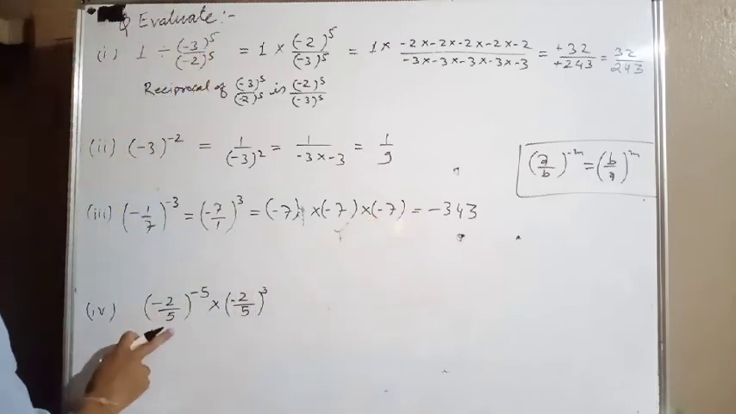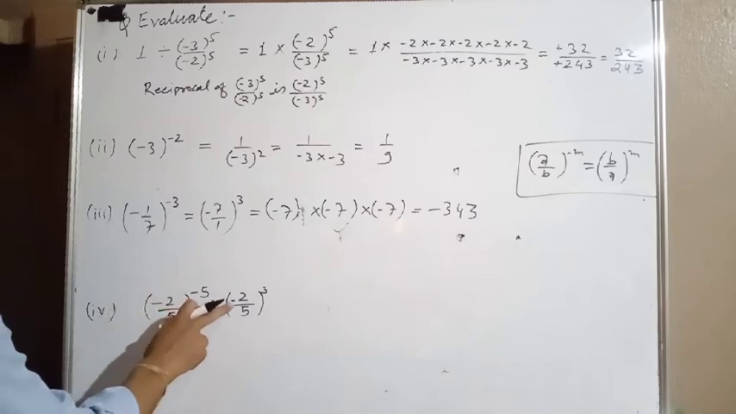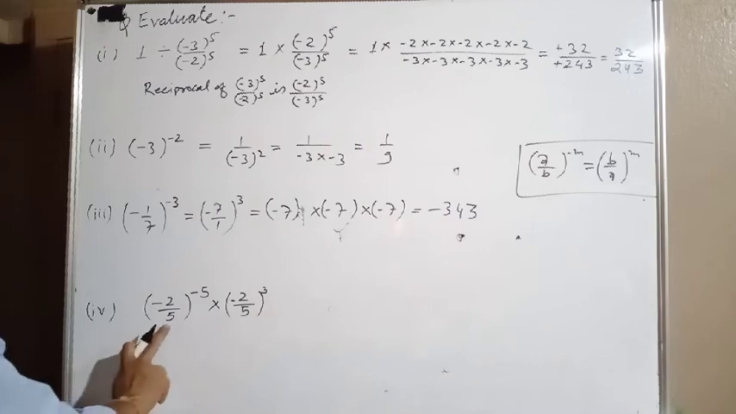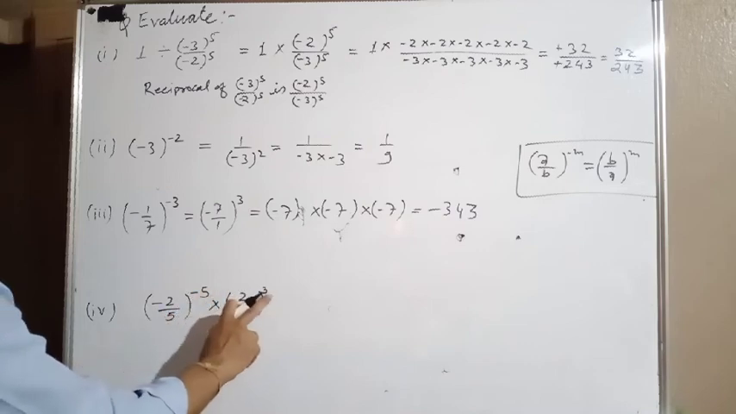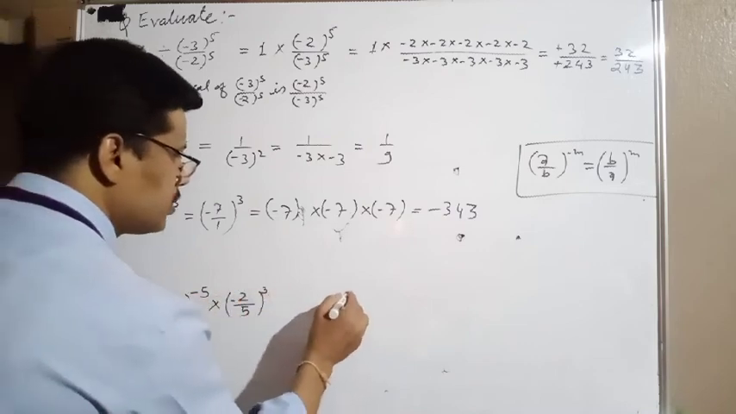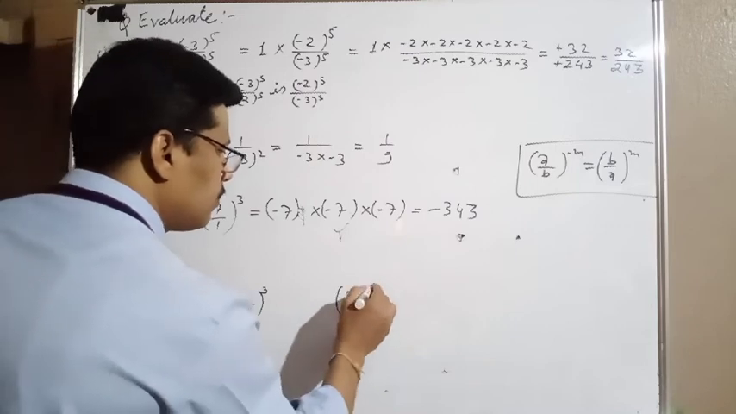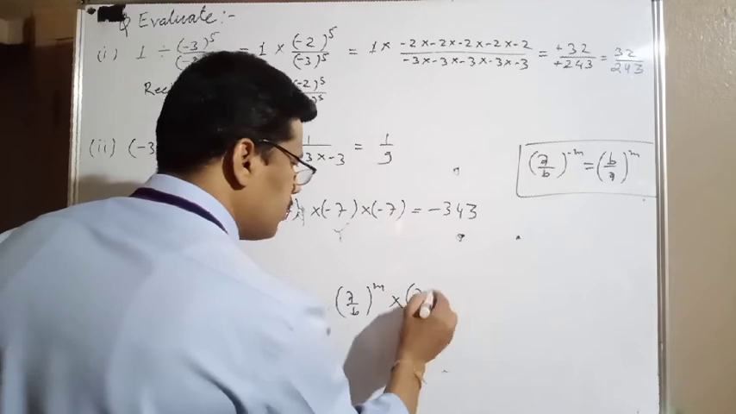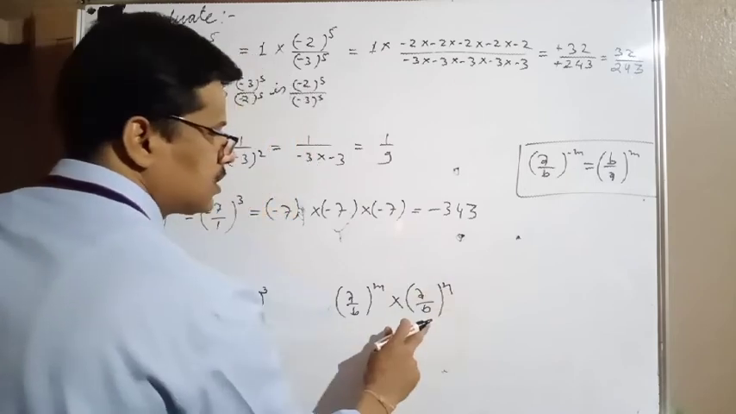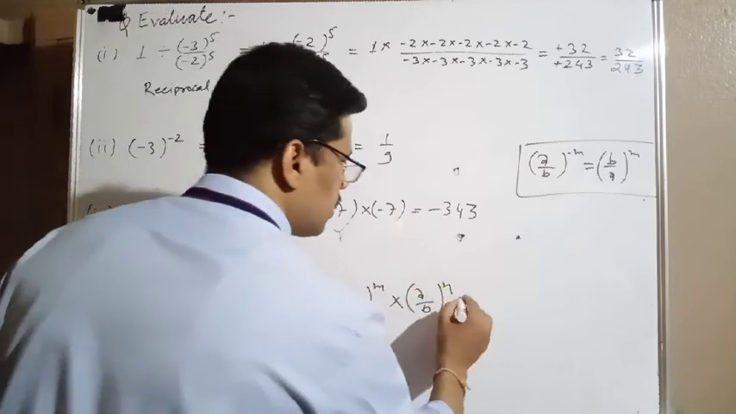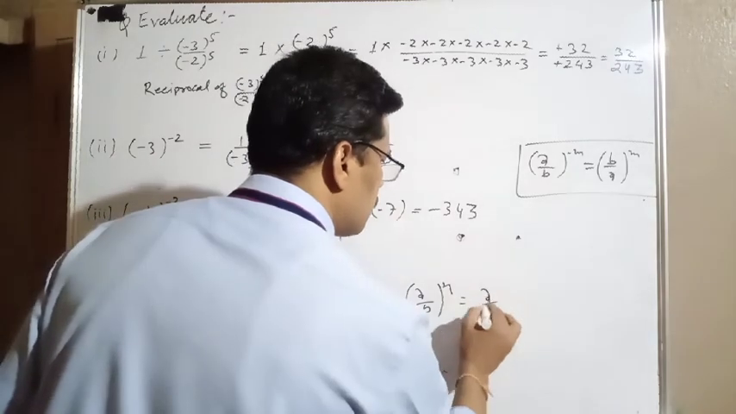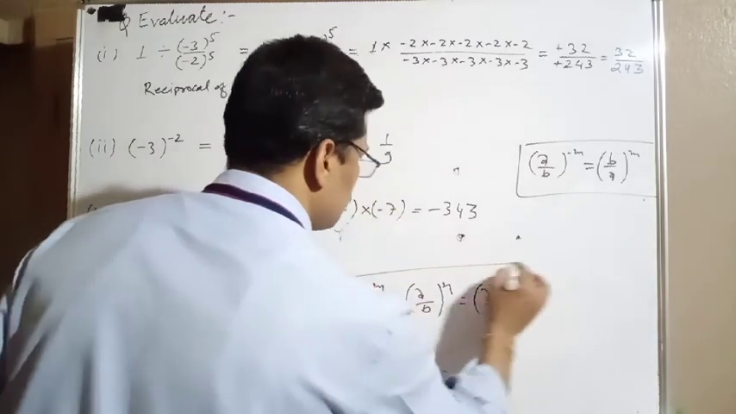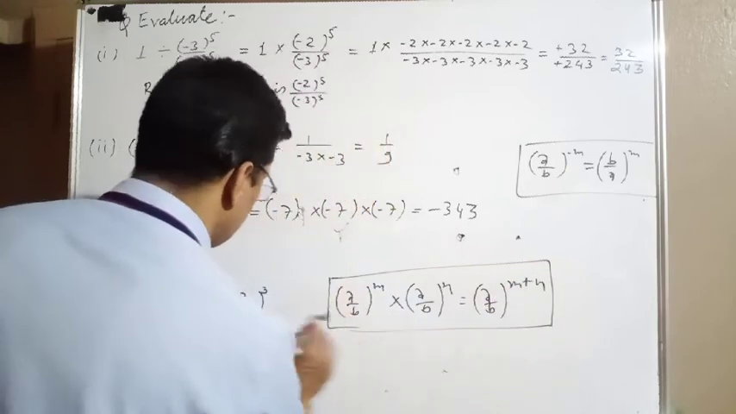Here, minus 2 upon 5 power minus 5 into minus 2 upon 5 power 3. Here we can use the laws of exponents. Bases are the same, so the powers will be added. Which formula are we going to use here? a upon b power m multiplied by a upon b power n. Bases are the same, so the powers will be added. So we can write a upon b power m plus n. This formula we are going to use in this question.